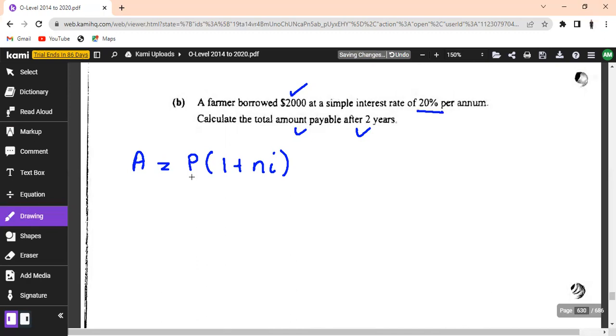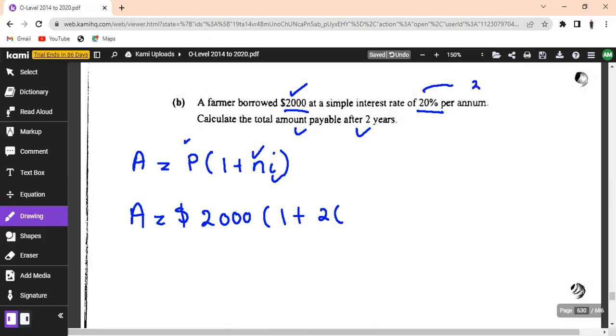Okay, so the amount is the one that you're going to have after 2 years. So which means your amount is going to be the principal here. In this case, your principal is the money borrowed, which is $2,000. So we borrowed $2,000 into 1 plus N, which is the number of years. So how many years are we talking about? It's 2 years times the interest as a decimal, 20%. So 20% as a decimal, you simply have to divide by 100, which is 0.2. So this is going to be 0.2 here.